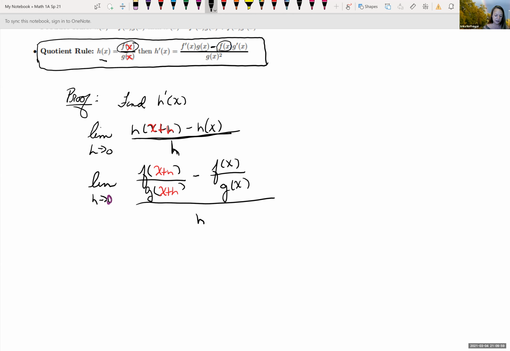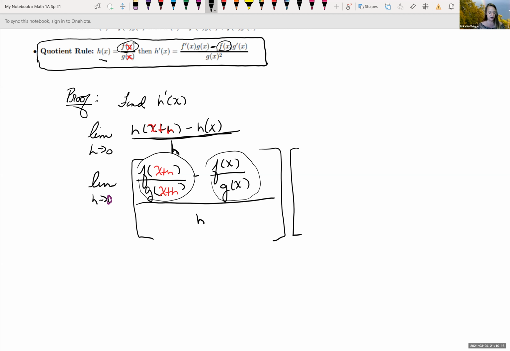Indeterminate form. So we want to manipulate this. This is a complex fraction. So we can manipulate that by multiplying by the least common denominator of the denominator of the fractions in the numerator. So this is g of x plus h, all times g of x, all over g of x plus h, all times g of x.